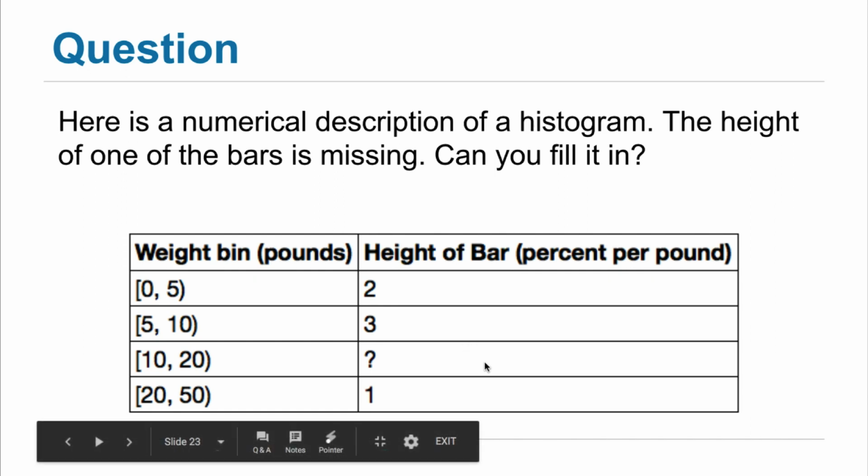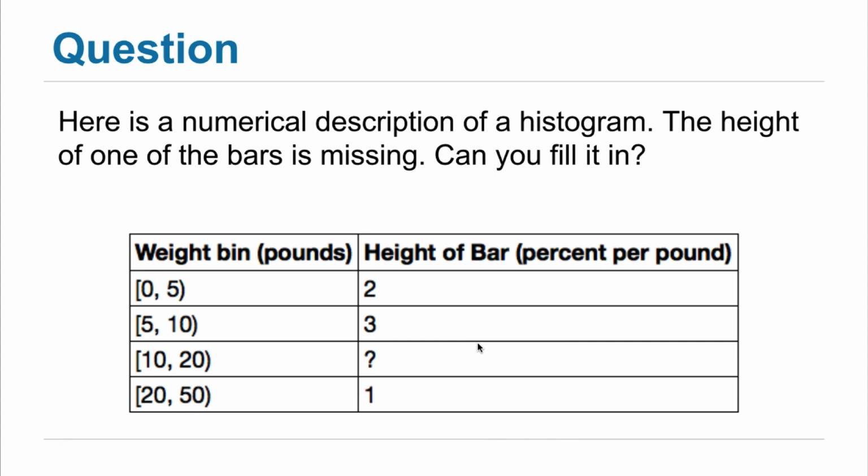We're trying to find the height of a histogram bar. How do we find that? It's the percent in the bin, that is the percent in the 10 to 20 bin, divided by the width of the bin. So there's 2 quantities we need. We need the percent and we need the width of the bin. The width we have from 10 pounds to 20 pounds is a width of 10 pounds. 20 minus 10 is 10. Great.